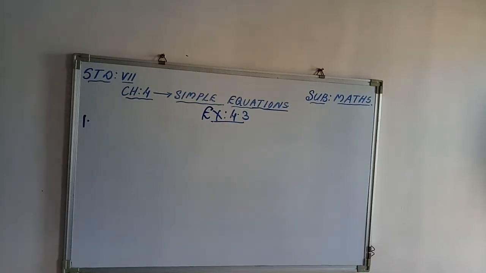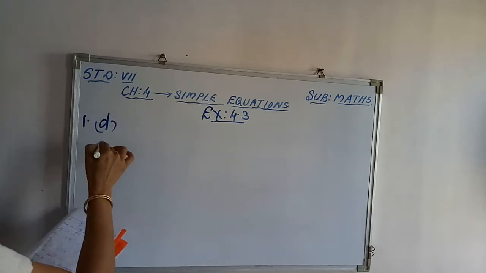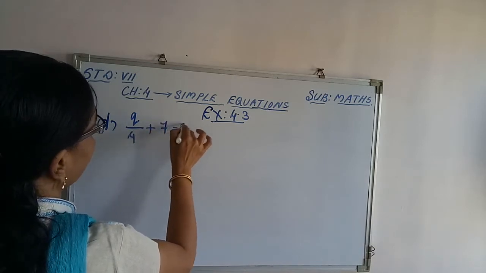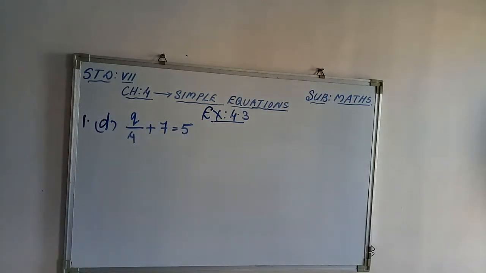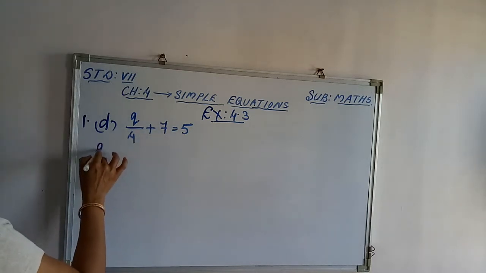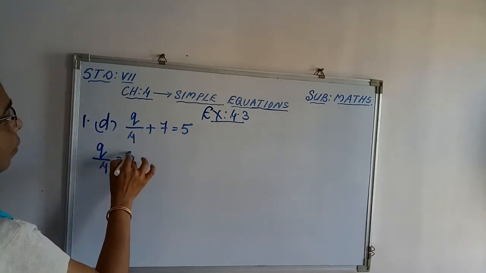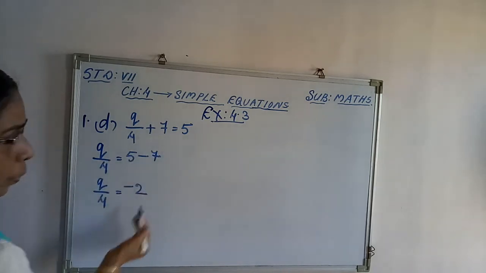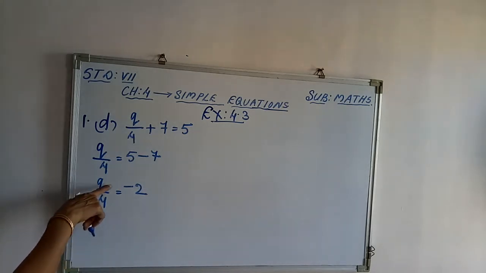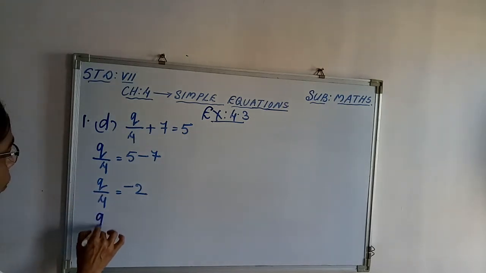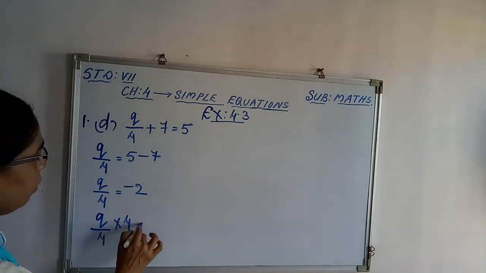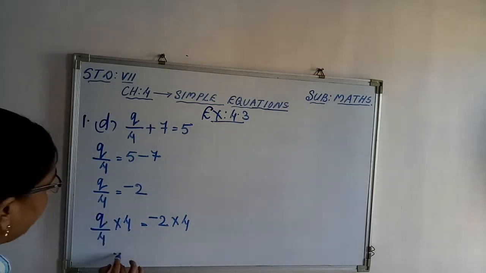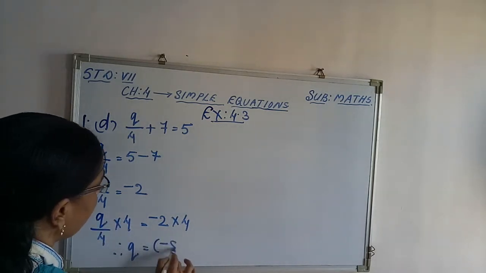Now question D. q upon 4 plus 7 is equal to 5. Same way, transposing 7, q upon 4 is equal to 5 minus 7. q upon 4, we get minus 2. Then what to do? Multiply both the sides by 4. Then q upon 4 multiplied by 4 is equal to minus 2 multiplied by 4. 4 and 4 get cancelled. We get, therefore q is equal to minus 8.